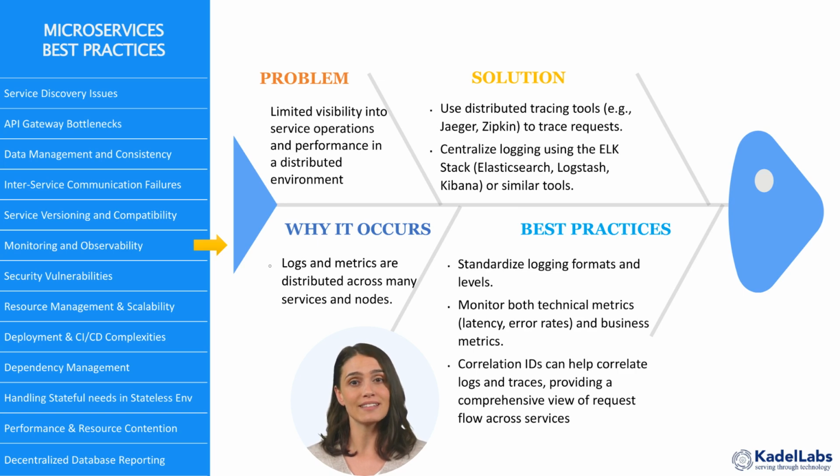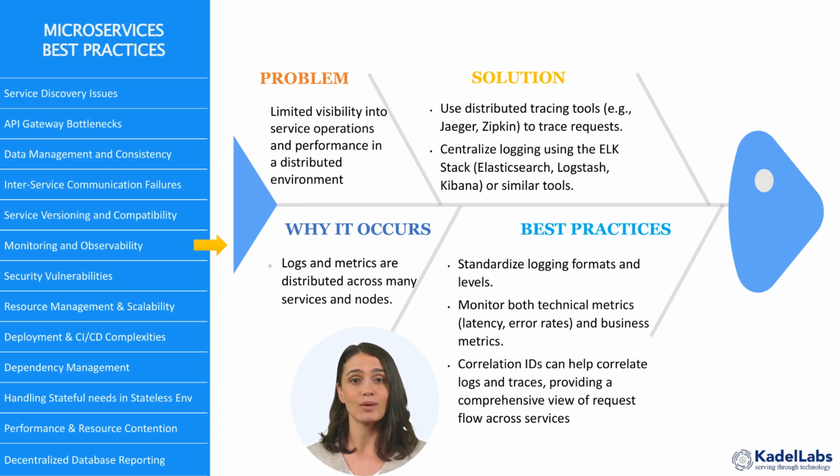In microservices, logs, metrics, and traces are spread across multiple services, making it hard to get a unified view of the system. Unlike monolithic applications with centralized data, microservices distribute logs and metrics across instances, complicating request flow analysis and problem diagnosis. To overcome these challenges, we use distributed tracing tools like Jaeger or Zipkin for end-to-end request visibility. Centralized logging solutions like the ELK Stack or Splunk help aggregate logs for easier search and analysis.